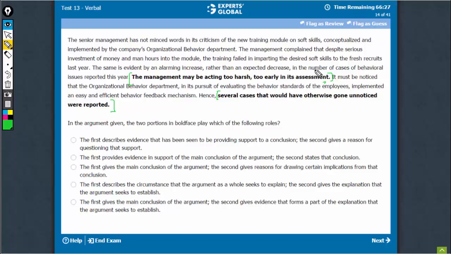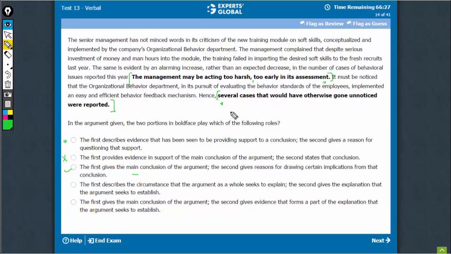So conclusion and the first bold part are the same, and the second bold part, what does it do? This gives reason about why the final conclusion holds. With this background work, let's reach the answer choices. First is not evidence. First is the main conclusion. Yes. The first describes the circumstance that the argument seeks to explain.